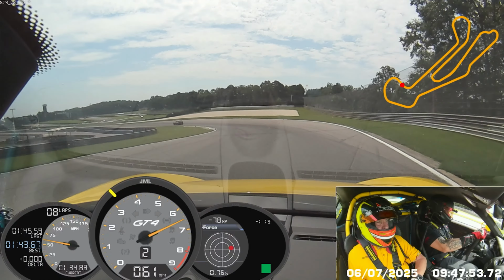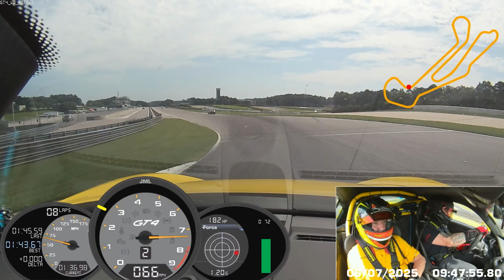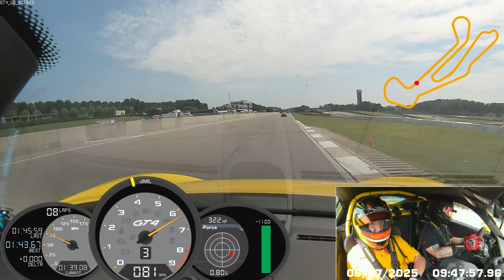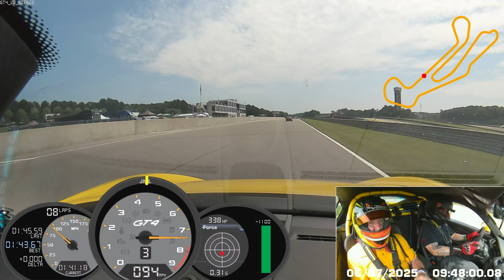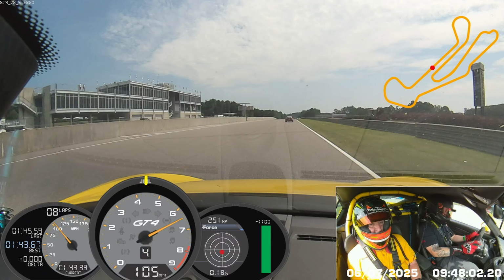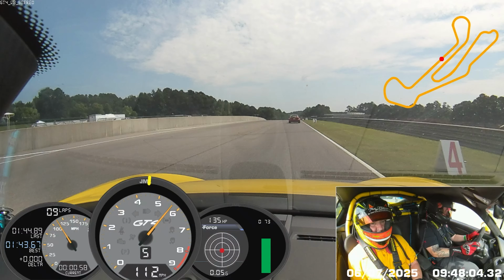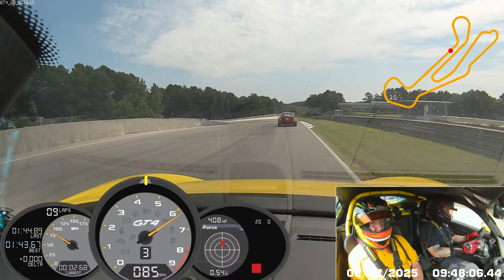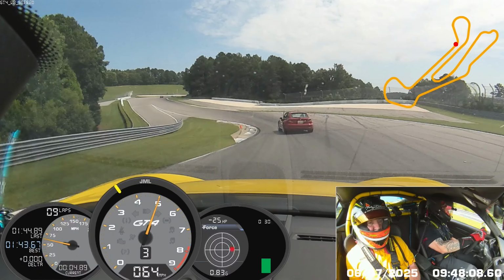The same thing happens at turn 15. You exploit the slight increase in compression on exit of the turn, which leads to the front straight. My realization of this helped me gain almost 2 seconds of lap time in that one session. So shout out to TJ for making it click.